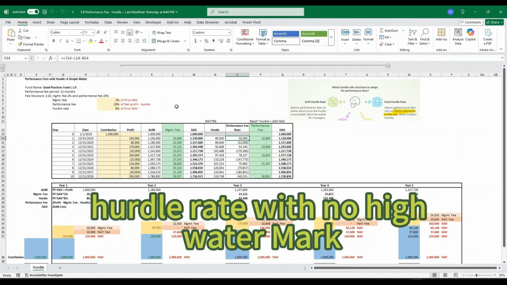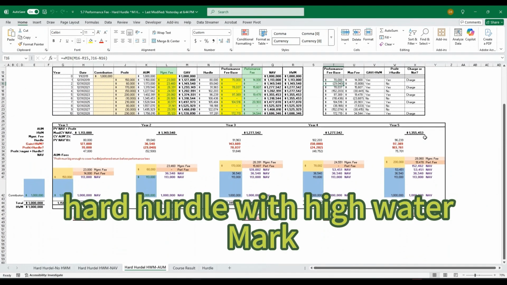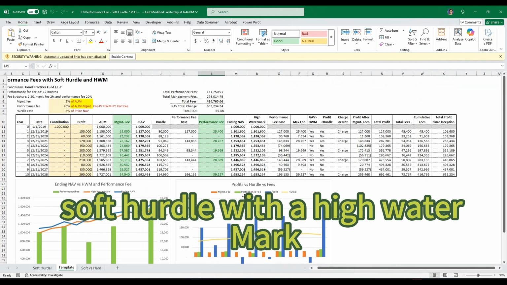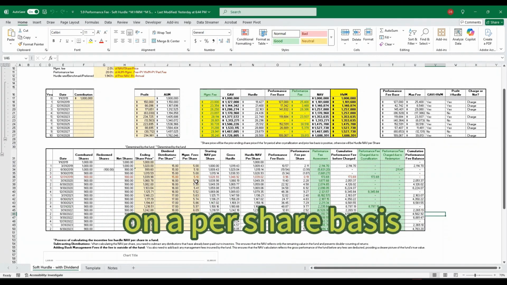First, hurdle rate with no high watermark. Second, hard hurdle with high watermark. Third, soft hurdle with a high watermark. And fourth, soft hurdle with a high watermark on a per share basis.